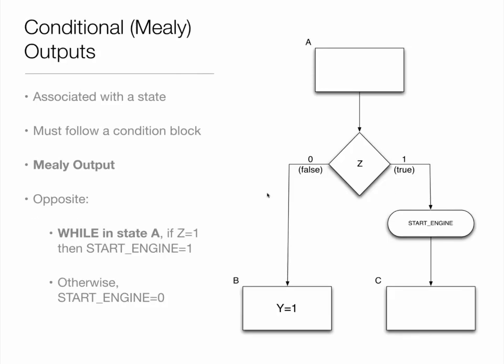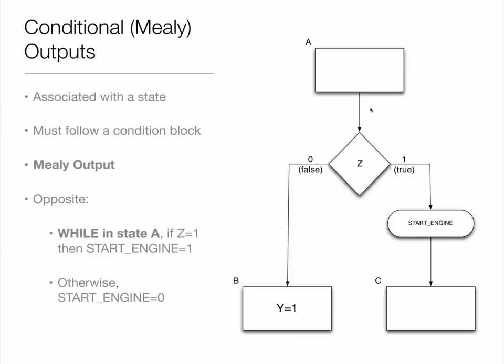Good, excellent. Moving on. Now, Mealy outputs. Mealy outputs, if you remember, can change with input signals. So they're a function of the current state and the inputs. In this diagram, the input is Z. So we're in state A, and if Z gets set to 1, start engine will become 1 immediately. You don't wait for the next state. And if you remember, sometimes we convert to Mealy to trim off a few states, if we're lucky.